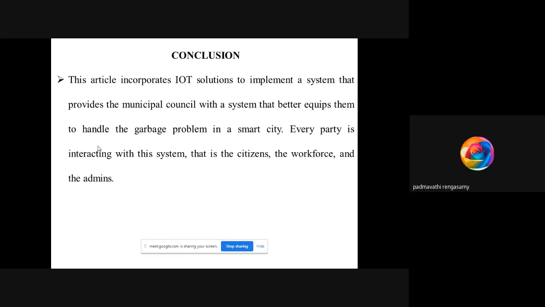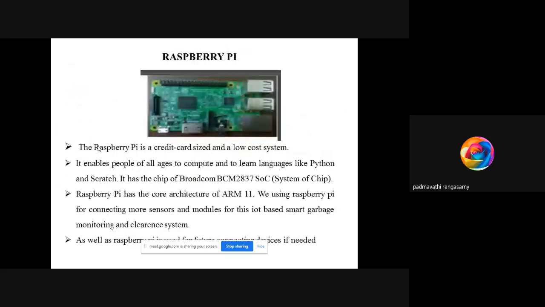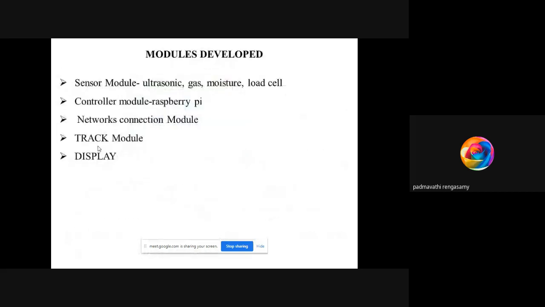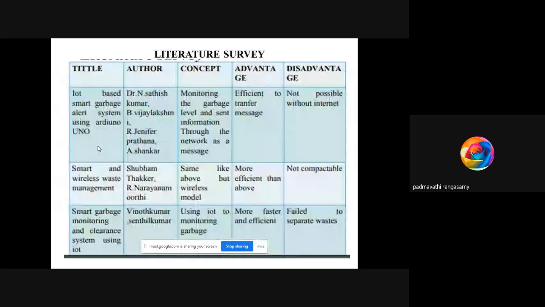In the previous papers published, sir, we have looked at three different papers. They didn't divide the wastes. They only acquired the measurements and could send the messages to the municipality. But in this project, we have divided the dry and wet waste in the smart bins. In the smart bin itself, using the moisture sensor, it can be divided into dry and wet waste.